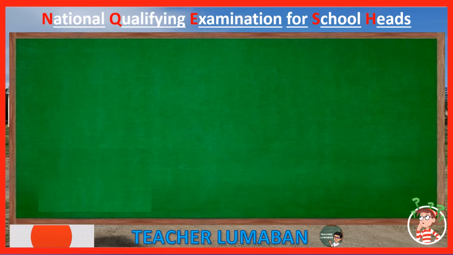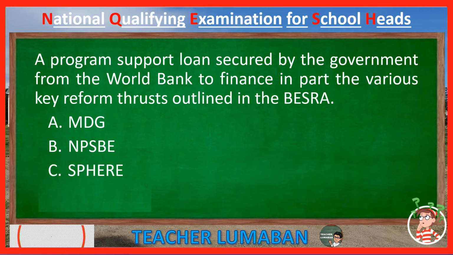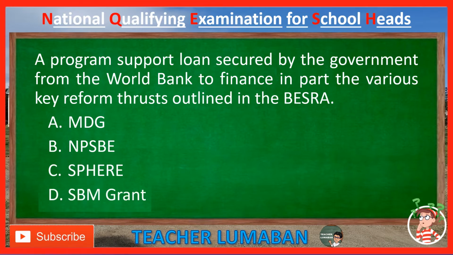A program support loan secured by the government from the World Bank to finance in part the various key reform thrusts outlined in the BISRA. Letter A, MDG. Letter B, ENTSB. Letter C, SPHERE. Letter D, SBM grant. Choose the suitable answer based on the given choices in 5 seconds.